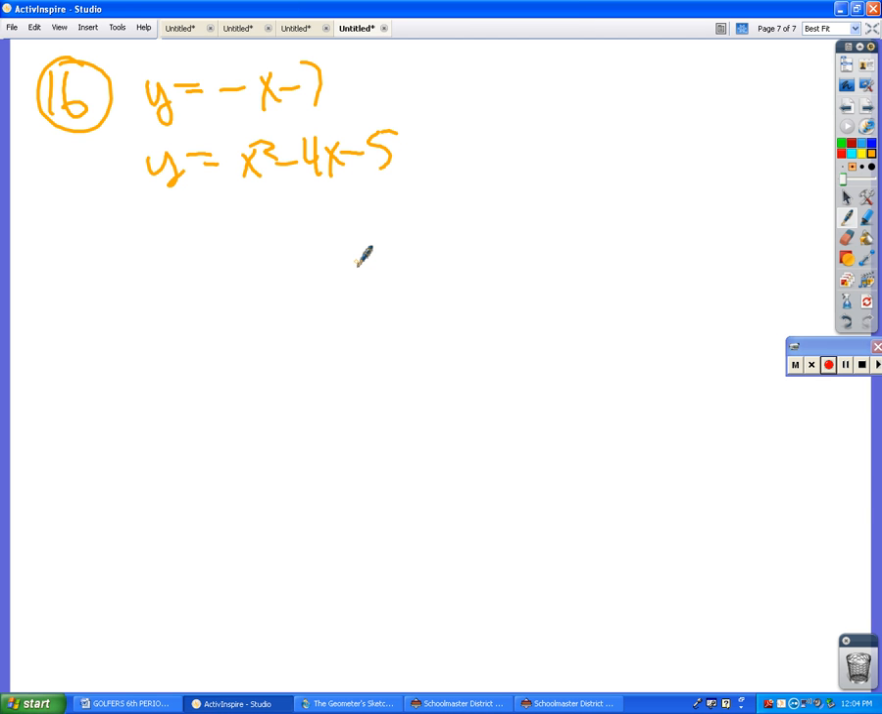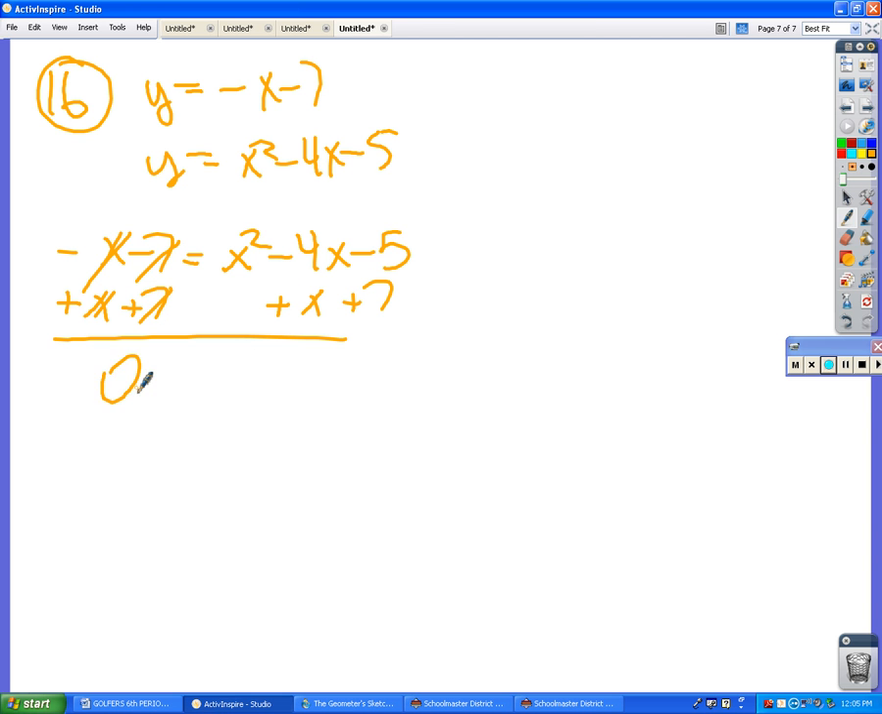Equal amounts. So negative x minus 7 equals x squared minus 4x minus 5. Same thing as that other one. I'm going to get them all on the right side this time because the x squared I want to keep positive. So I'm going to add x and add 7. So those cancel and equal 0. Now in order to factor, I need two numbers that multiply together to be positive 2 and add together to be negative 3: negative 2 and negative 1.